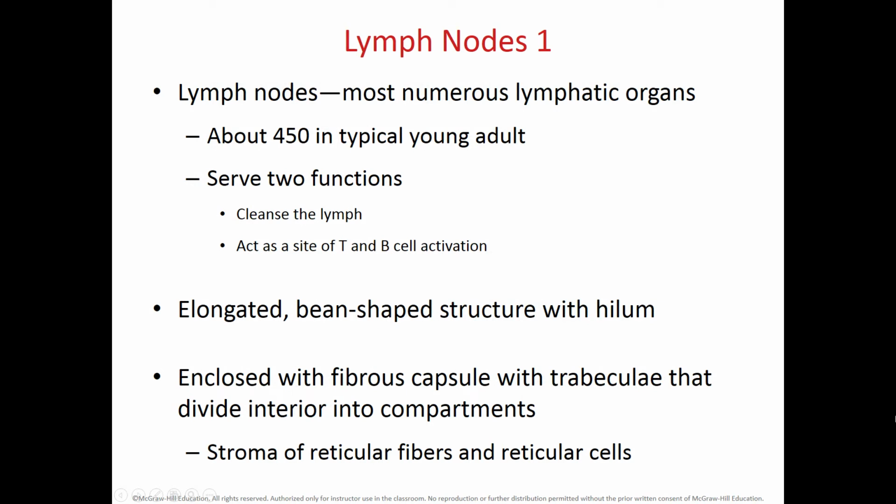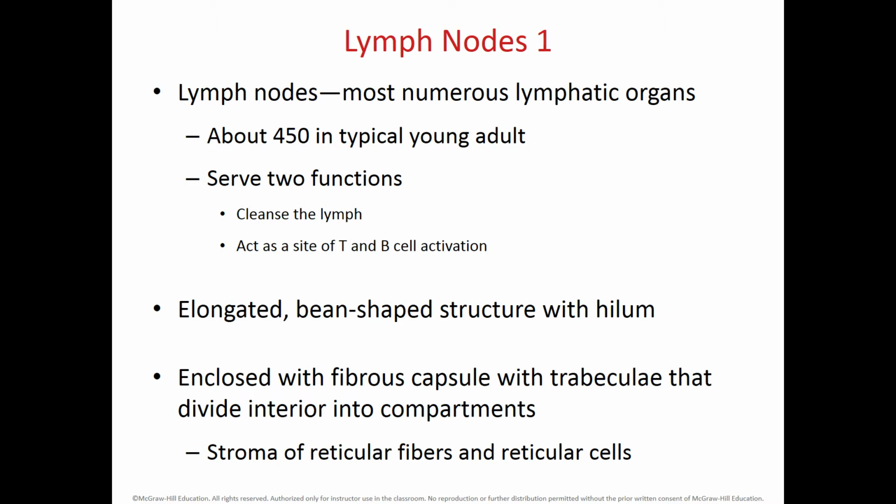Okay, another organ will be the lymph nodes. The lymph nodes will be the most numerous organs within the lymphatic system. We have around 450 in adults, and they have the purpose of filtering or cleansing the lymph, and will activate the T and the B cells. So they have a bean shape, and they have an indentation like pinto beans that is called the hilum.